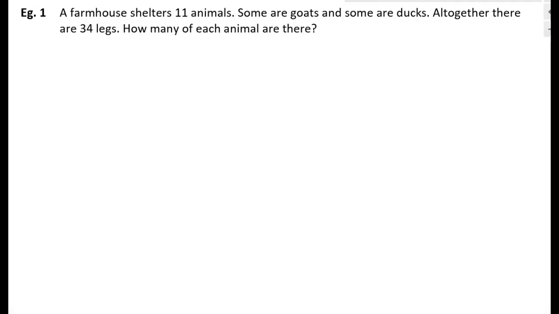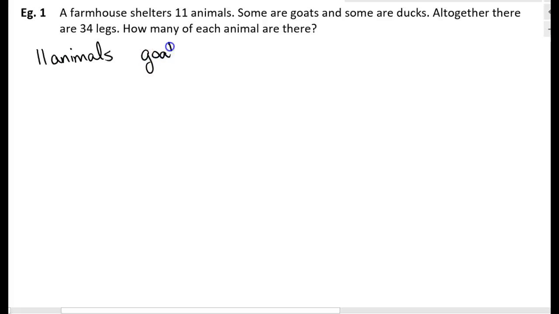So a farmhouse shelters 11 animals. Some are goats, which I'm going to represent with a little g. Some are ducks, which I'm going to represent with a little d. Altogether, there are 34 legs. How many of each animal are there? Okay, so number of goats and number of ducks are what we're trying to figure out.